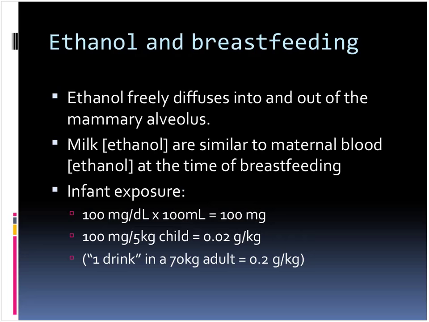So ethanol freely diffuses in and out of the mammary alveolus, and I think that's a really important point. Remember, there's no storage vessel in the mammary gland. Your milk is always one cell layer from a capillary, and so since it diffuses into the milk, it can also diffuse out of the milk, and does. It doesn't get fat trapped. It doesn't have ion trapping. It will diffuse in and out.